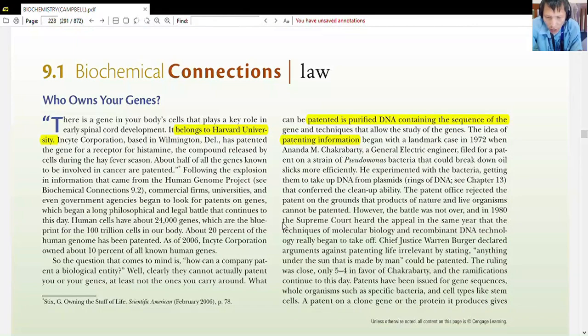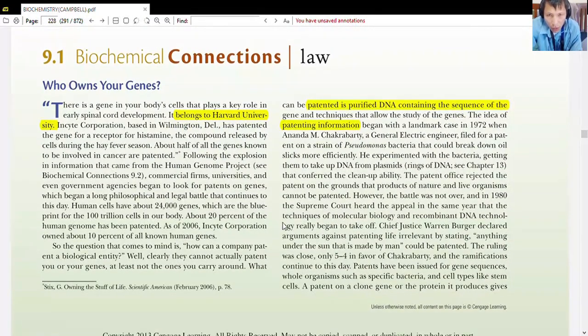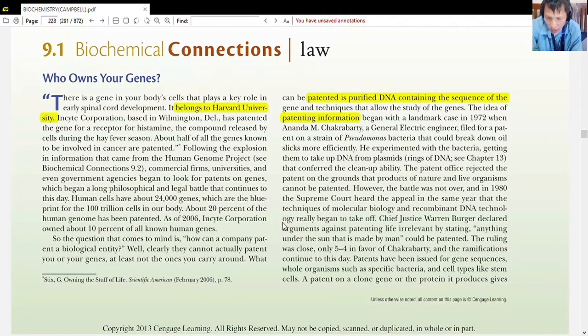And then you have here a biochemical connection: Who owns your gene? This is a story about having patents for genes. As I've read, you also have to read. This is a malady actually, especially nowadays, because some genes are really patented.